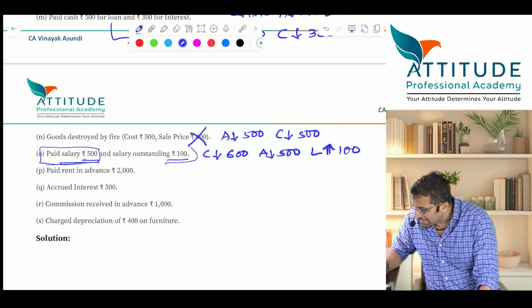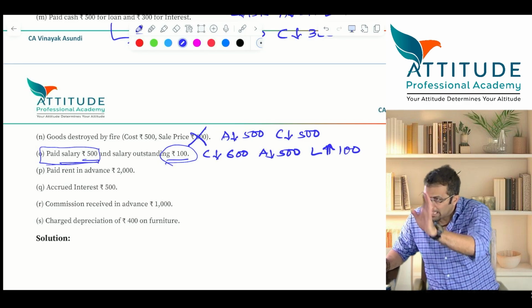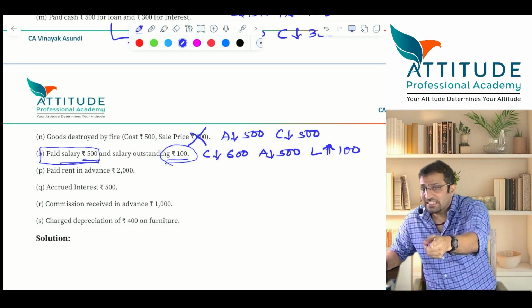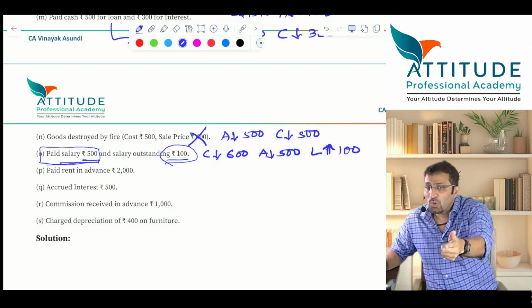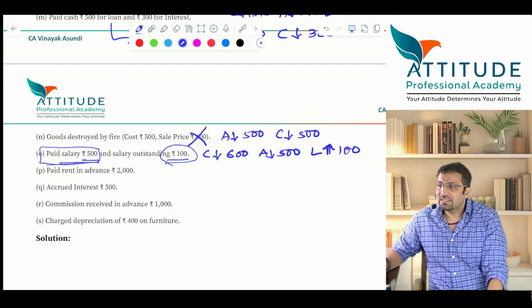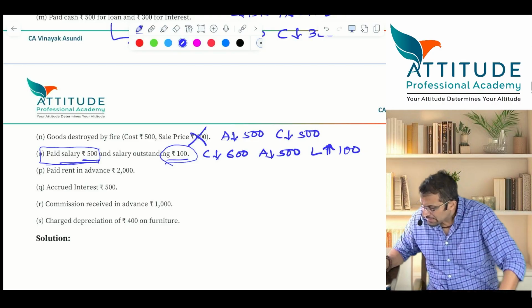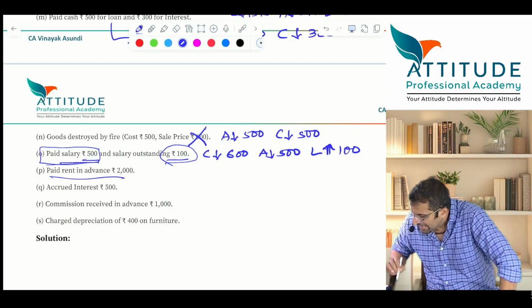Then tell me the entry for this 100. Salary account debit again 100. It's an expense. But is it paid or payable? So to outstanding salary account, credit. How much? 100. Have you not seen this? You have to repeat it like this. Is that clear?